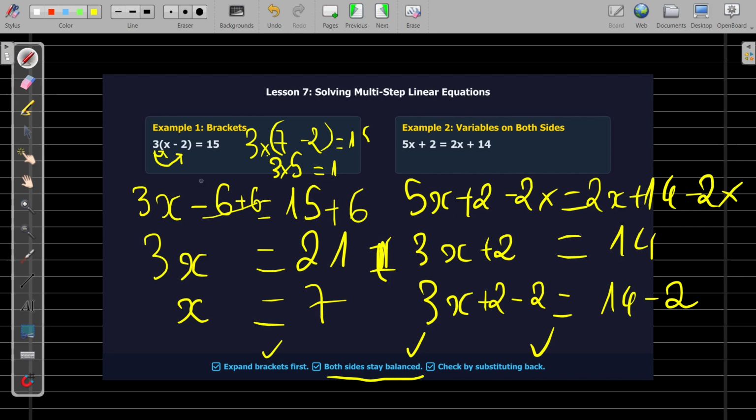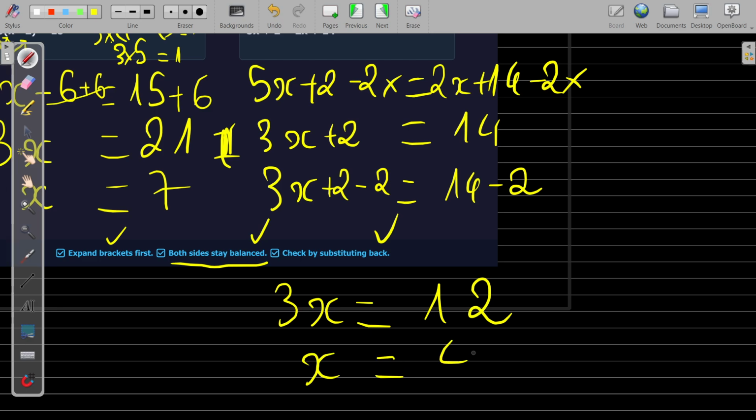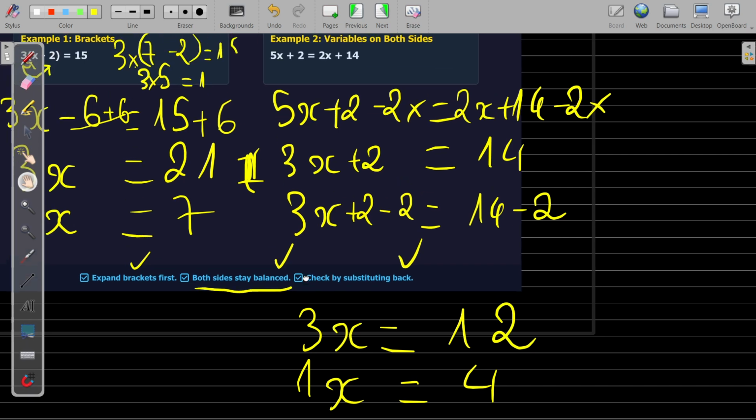Again, both sides stay balanced, and then I'll write it down here for you to see. And lastly, what we will have is 3x with 14 minus 2 will be 12. And so this is basically pretty easy. I'll just write out the answer because 12 divided by 3 is 4. 3 divided by 3 is 1x, so x equals 4. Now, of course, we have done the both sides stay balanced step very well up to this point. However, you always still want to check by substituting it back.